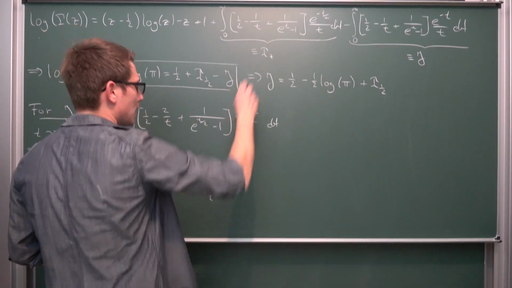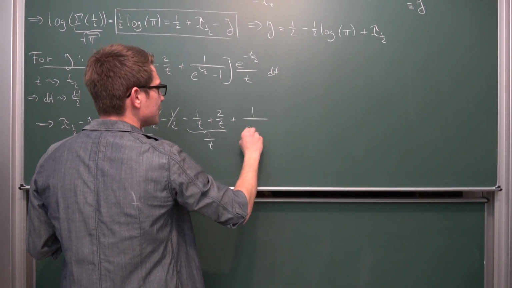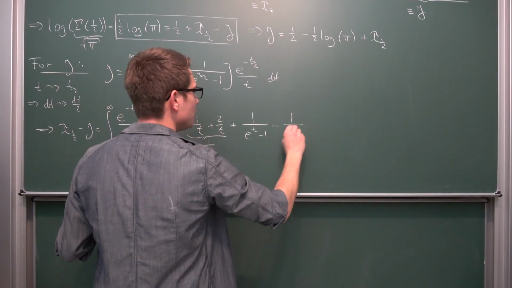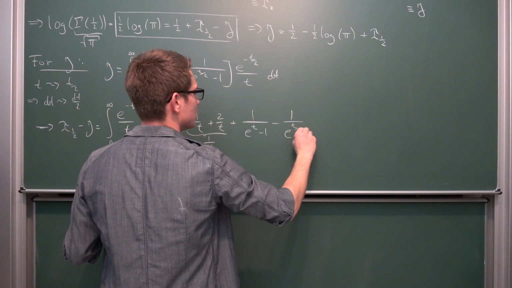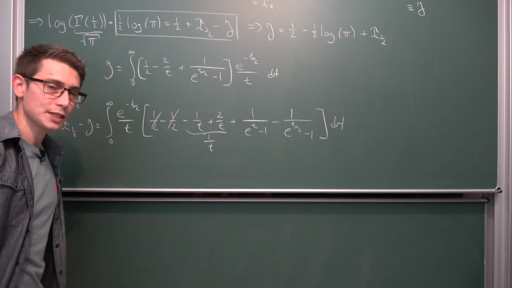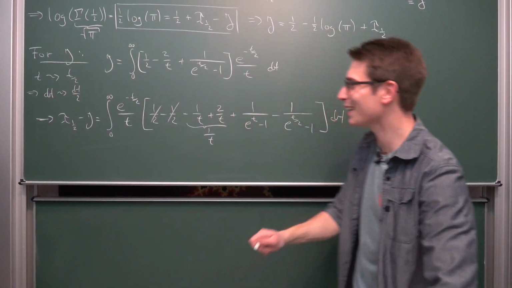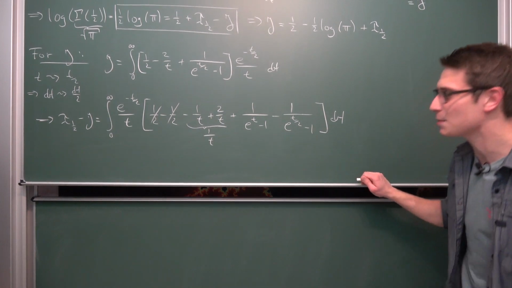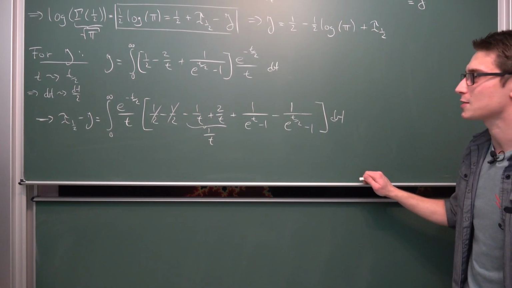And other than that, we got plus 1 over e to the t minus 1, negative 1 over e to the t over 2 minus 1. Integrate with respect to t. What an absolute mess. But it gets better than that. We are still not done yet. Papa, please spare us the suspense.